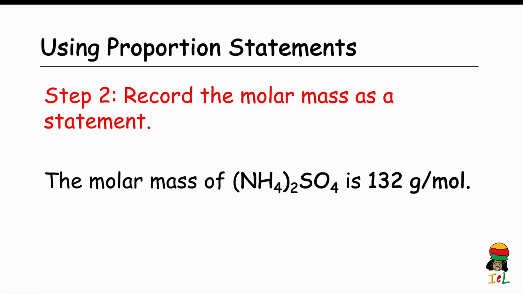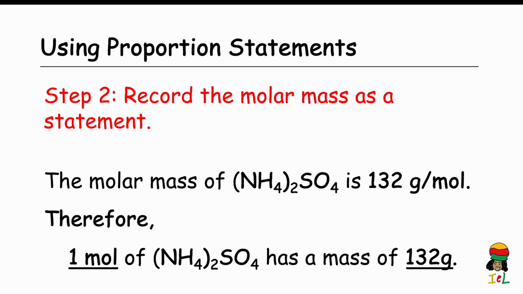Now we just did the calculation and we saw that the molar mass for the ammonium sulfate is 132 grams in 1 mole or per mole. Therefore, we write that statement which says 1 mole of ammonium sulfate has a mass of 132 grams.